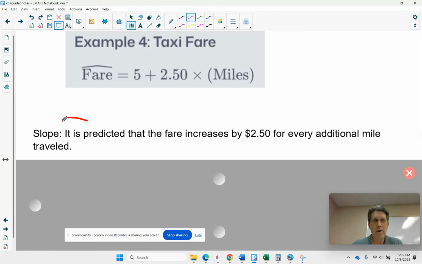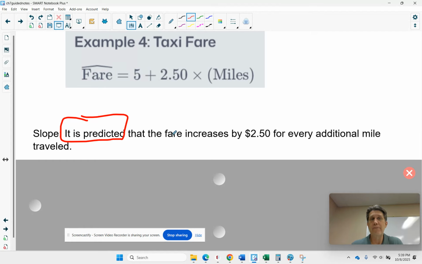Now remember, on all these, are you putting the words "it is predicted"? That's what this hat means. It's not a guarantee. Some students might have it in the MyMathLab, the Pearson homework, that it doesn't put the words "it is predicted." On the AP test, and on my test, make sure you put "it is predicted."